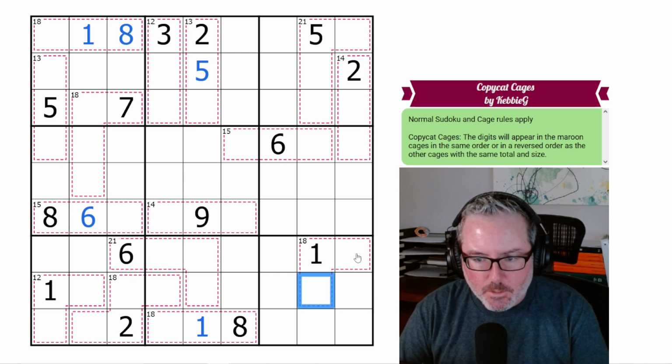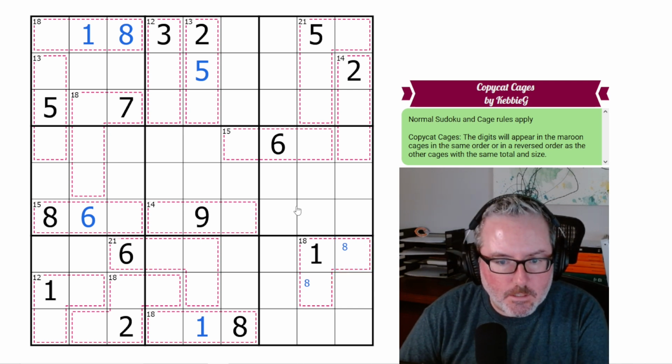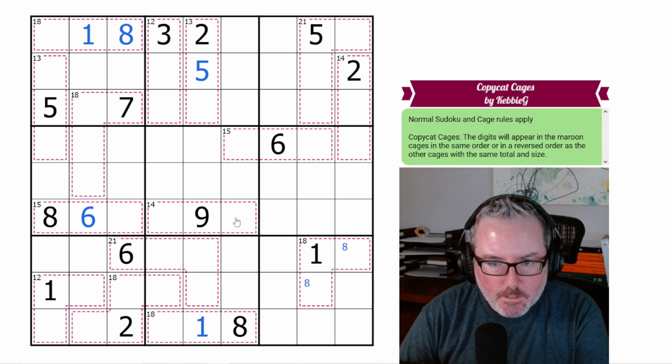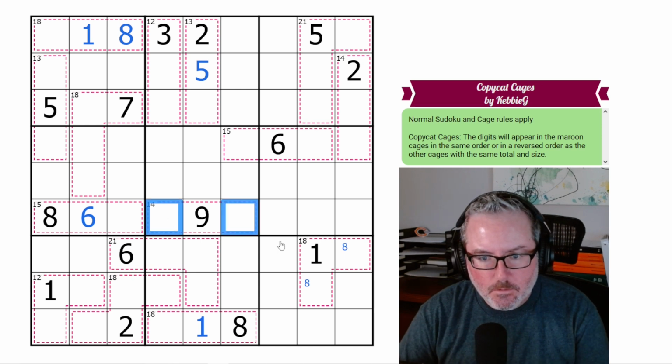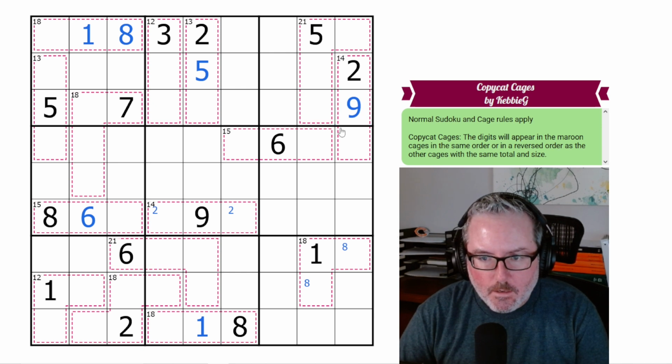I can't tell you which one of these is the 8, but we can just mark it real quick. So which other ones can we do fairly easily here? We've got a 14 cage that either has a 2 in one of these because of this one. This one has to have the 9 in the middle. Now, we can also start looking at our sum.